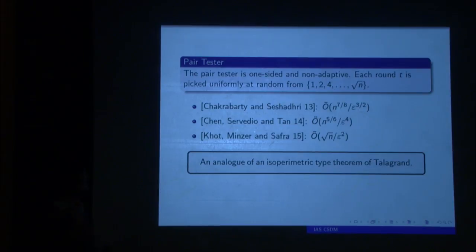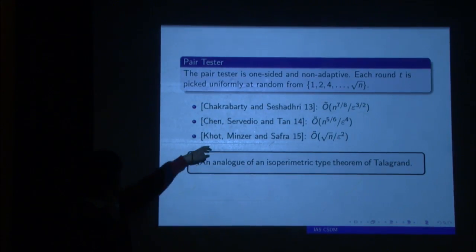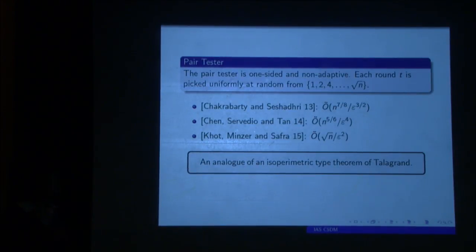So the first analysis, the breakthrough, was made by Chakrabarty and Seshadhri, where they pushed the upper bound from linear to n to the 7/8. And in this paper by Khot, Minzer, and Safra, they gave a root n upper bound, and their proof used a directed analog of the isoperimetric theorem of Talagrand.